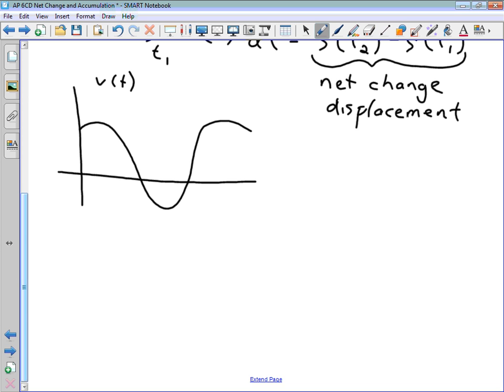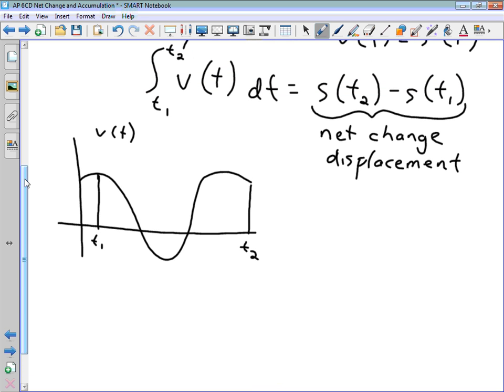Okay? Our net change theorem, let's fix some times here. T1, let's say it goes to T2. If we're doing the integral of this function, the left-hand side here, if we're thinking about what the integral represents, it represents the area between the curve and the axis, or the area under the curve. So we have sort of these three regions that we would find the area of. A1, A2, and A3.